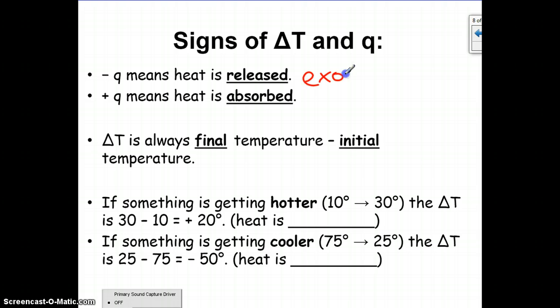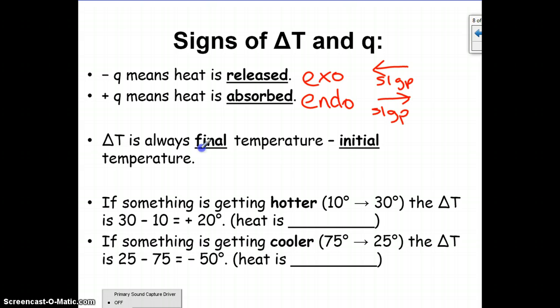All right, so when the Q is negative, it means that we are releasing heat, so that's an exothermic process. When the Q is positive, like on the last problem, it means heat is absorbed, which is endothermic. So remember, going this way you're thinking about going down, and this one you're thinking about going up the heat curve.